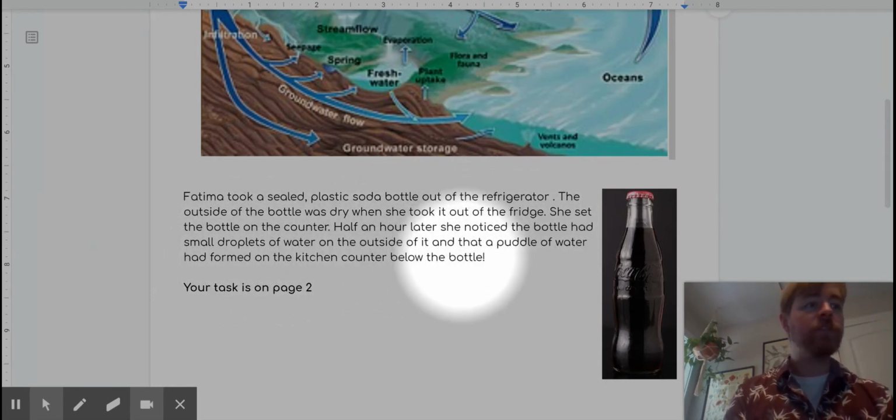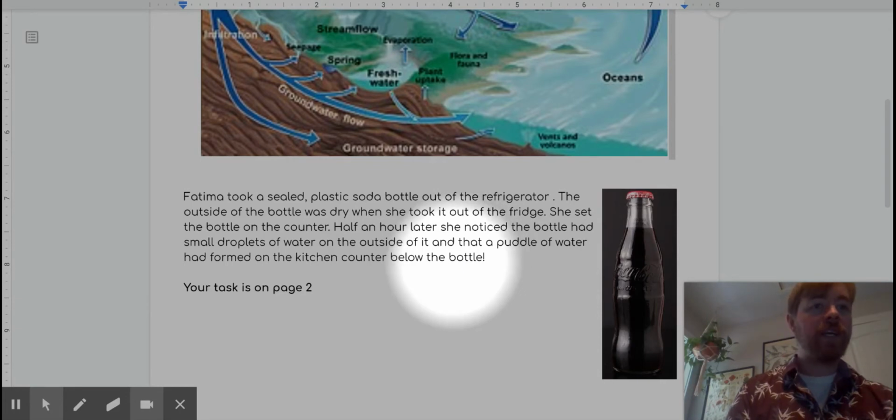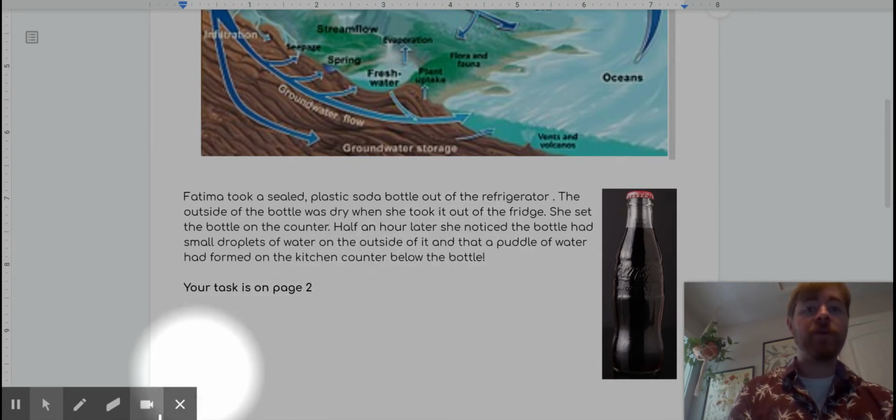Maybe this is something you've experienced with a cold glass of soda or water, iced tea. So our task is to take the scenario and explain what happened using the water cycle. I did shoot a little video of a little experiment checking out exactly what happened with Fatima.